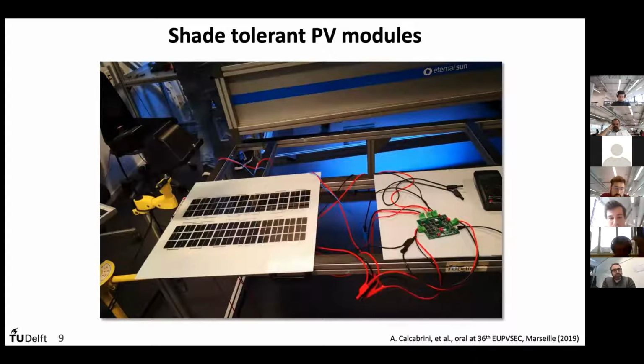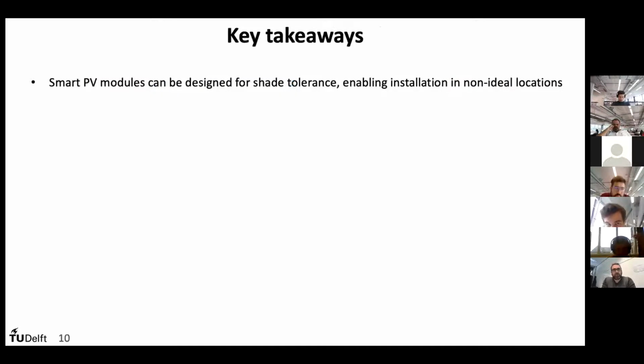So from this set of slides, I have one key takeaway for you. We can design smart PV modules for shade tolerance. It means that we can allow installation in non-ideal locations. If there is a close by building that could shade the module during the day, we can have a solution like the configuration that allows us to still increase the power production, even if there is partial shading.